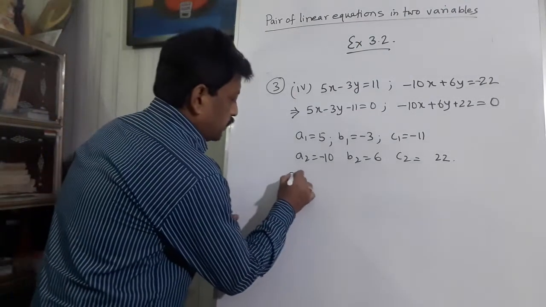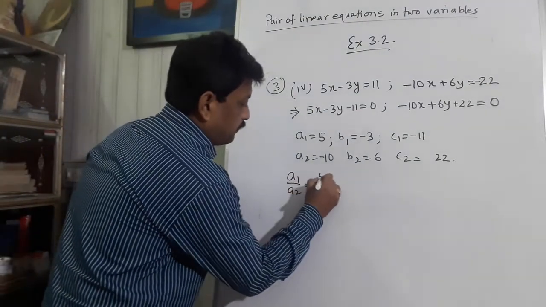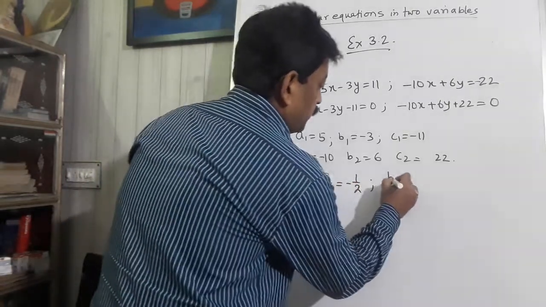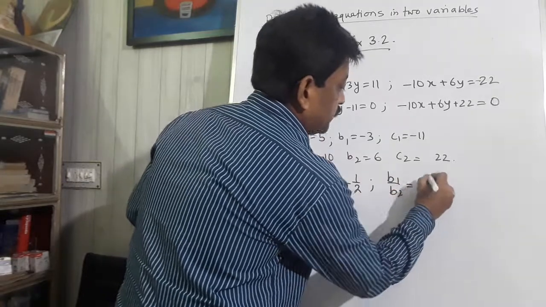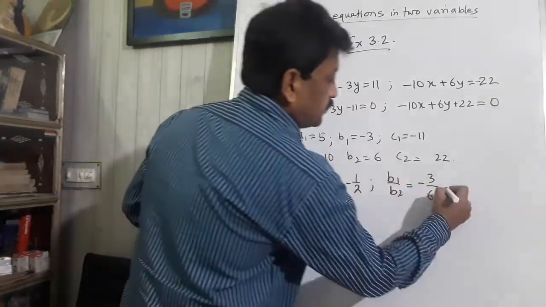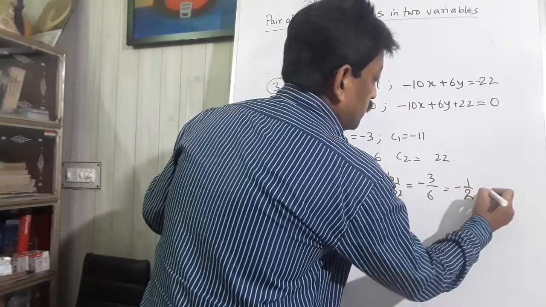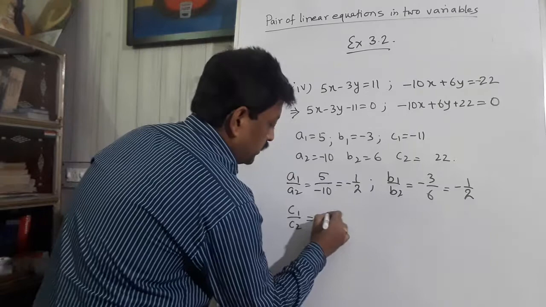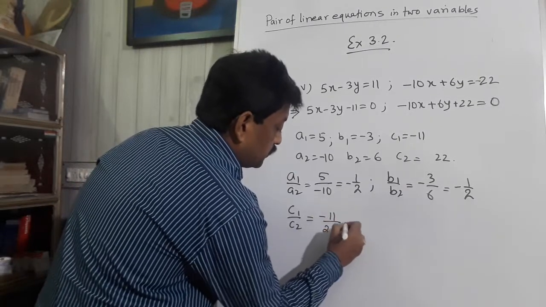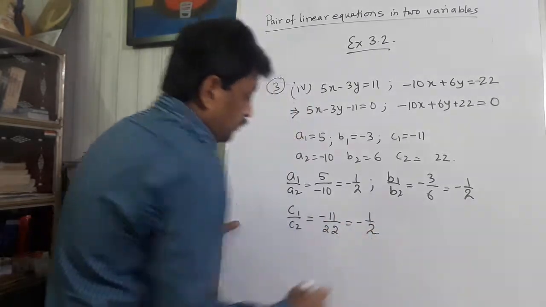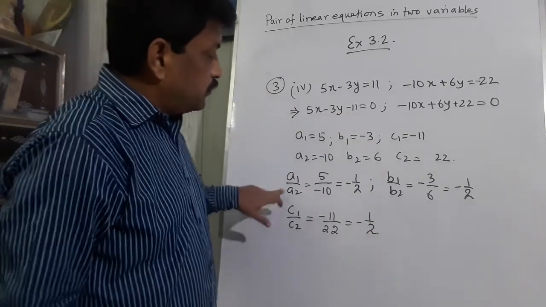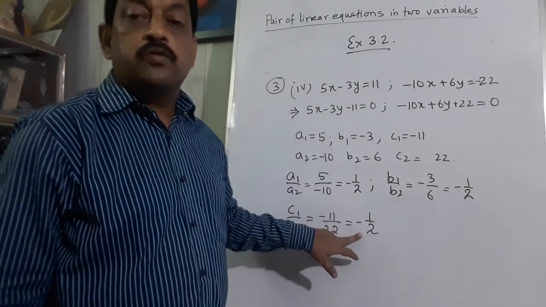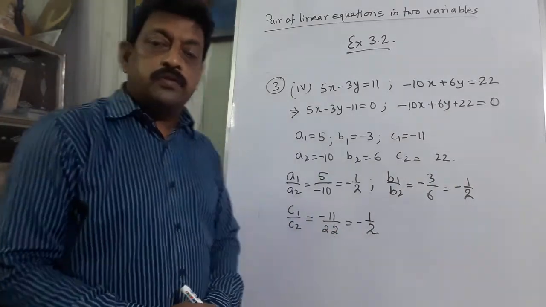Now the ratio a1 by a2 equals 5 upon minus 10, that is minus 1 upon 2. b1 by b2 equals minus 3 upon 6, which is minus 1 upon 2, and c1 by c2 equals minus 11 upon 22, that is minus 1 upon 2. Now see, all the ratios are equal. a1 by a2 is minus 1 by 2, b1 by b2 is minus 1 by 2, and c1 by c2 is also minus 1 by 2. Means all three ratios are equal.